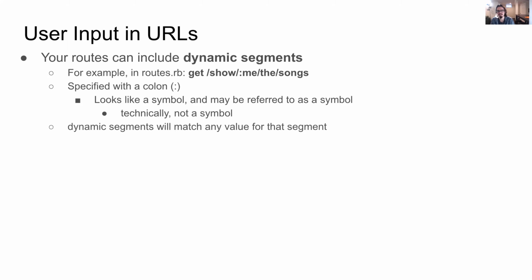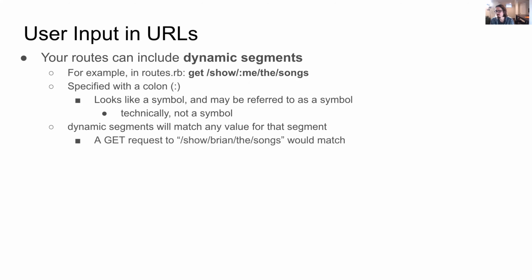Okay, so dynamic segments, what do they do? They match any value for that segment. You can think of it as like a wild card if you're playing a card game, like the Joker. So the me in here is the Joker. Anything could match this. This will accept any value.